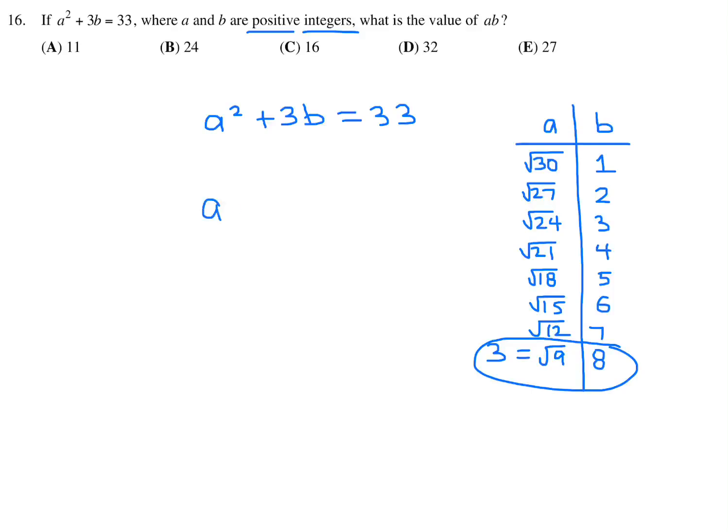So they want you to find the value of A times B. All right, no problem. That's 3 times 8. And that is 24. So number 16, the answer is B.